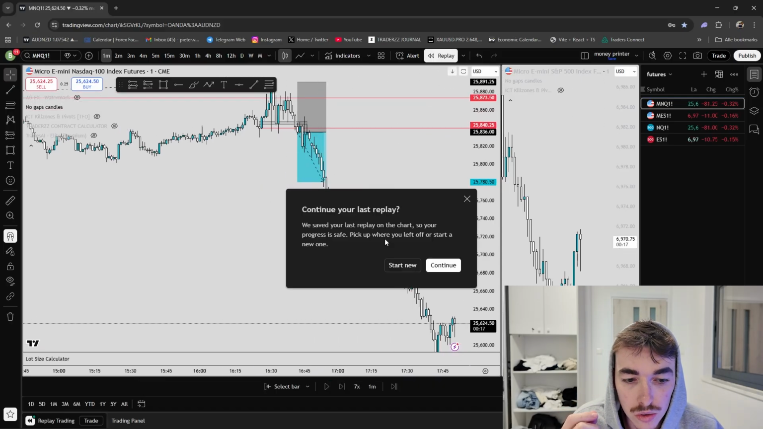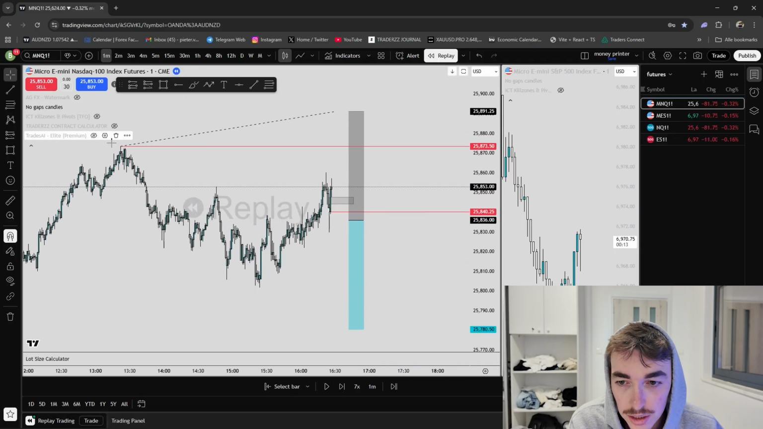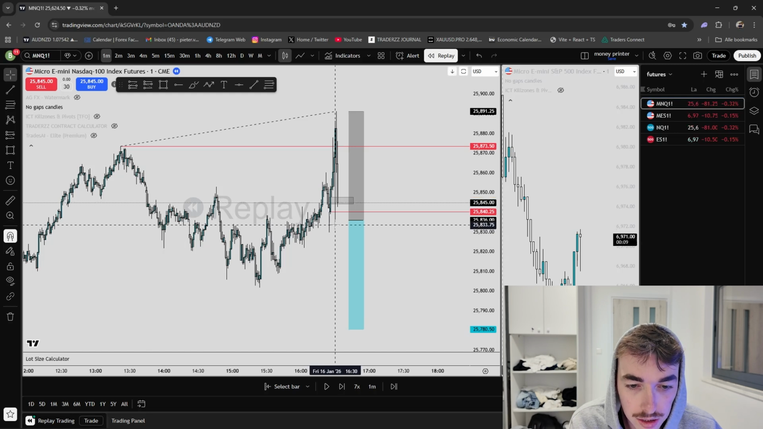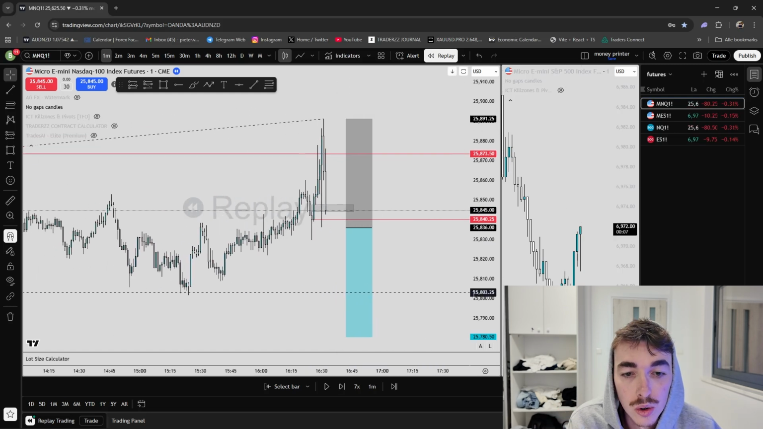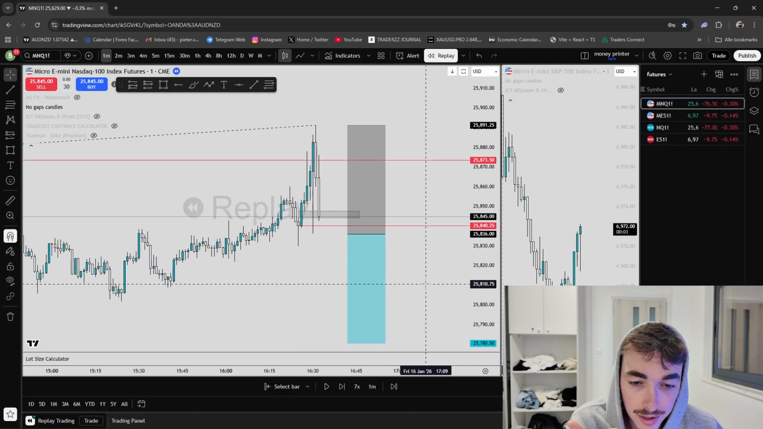So let's go into replay mode from when we got our SMT. As you can see, this is the high. I marked it out with a red line. Let's wait. Here we go. This is market open, and we broke it. We have an SMT. What do I need? I need an inversion or maybe the CISD.